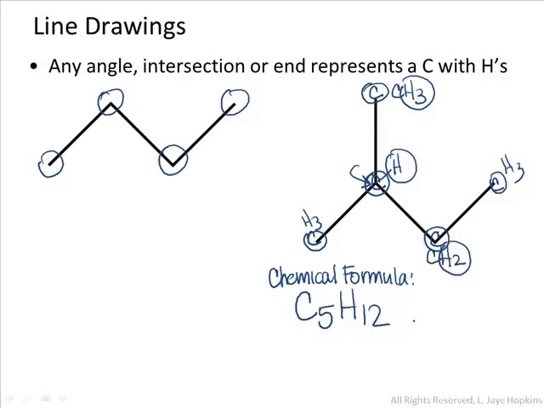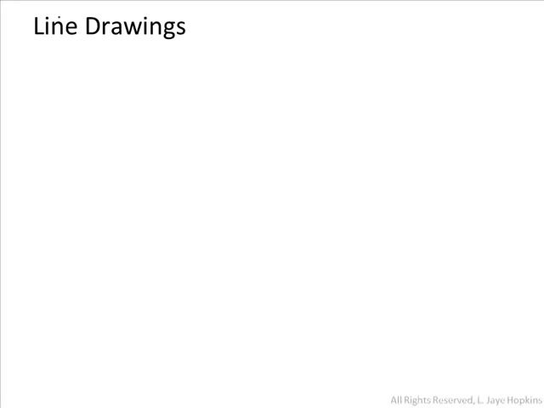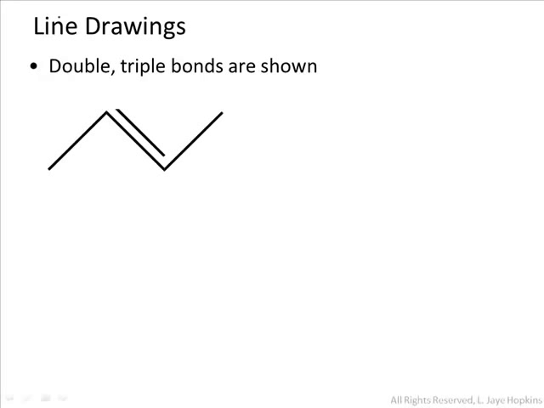The other things that you'll tend to run into in line drawings are multiple bonds, meaning double or triple bonds, and heteroatoms. Let's look at how we deal with each of those. Just as we show each single bond in a line drawing, we also need to show the double and triple bonds. And those are done just by drawing a double or a triple bond the same way we would do it in a Lewis structure. For instance, if I'm drawing a line drawing of a molecule that has a double bond, I basically double up the lines where that double bond occurs.